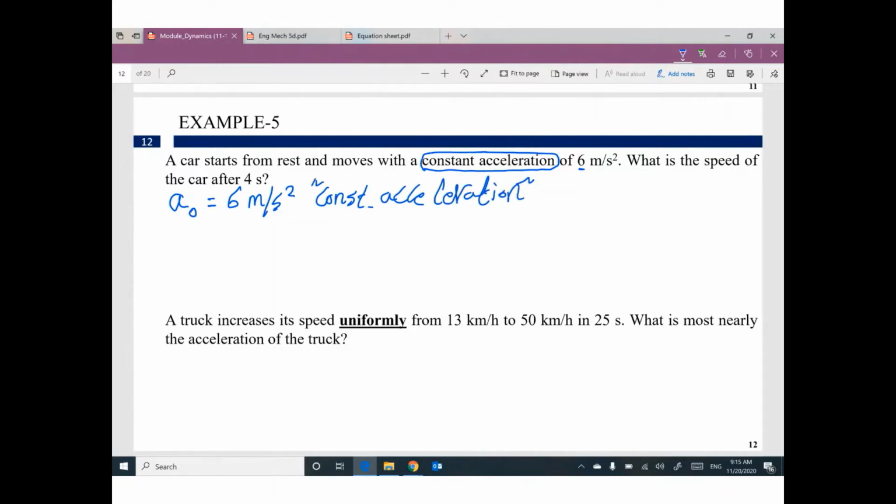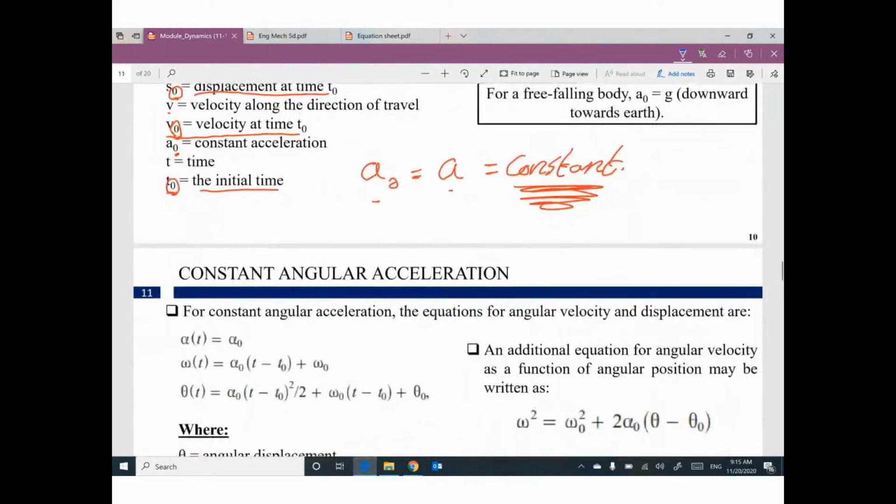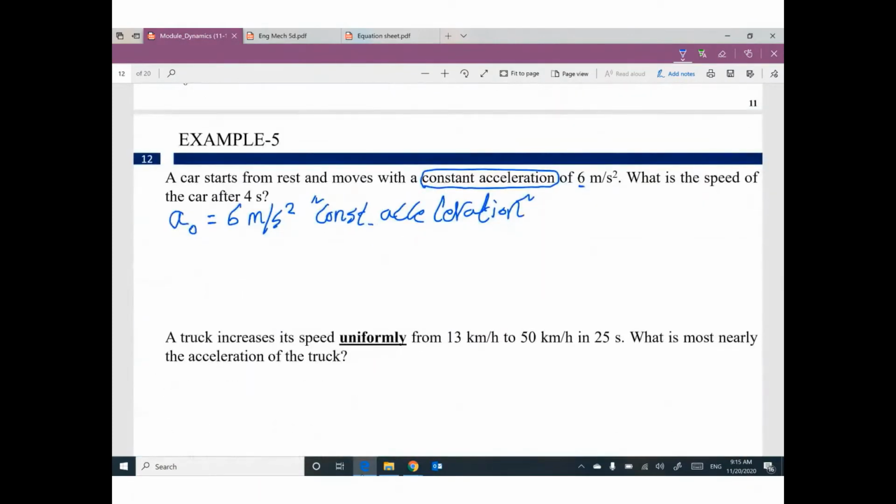So put in your mind that I'm going to use this equation or this one or this one or this one to figure out the required term in this problem. Okay, keep going. A car starts from rest and moves with a constant acceleration of 6 meters per second squared. What is the speed, the velocity, of the car after 4 seconds? So we have a car started from rest and moved with constant acceleration equal 6 meters per second squared. After time equal 4 seconds, can you tell me what the velocity is?